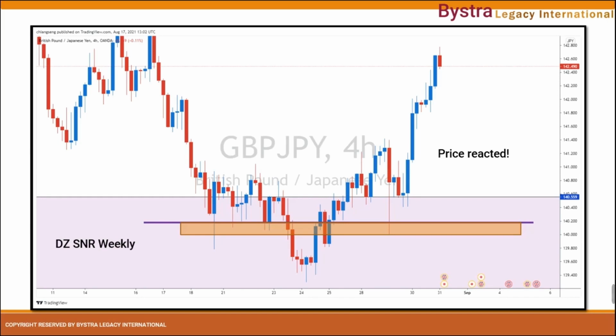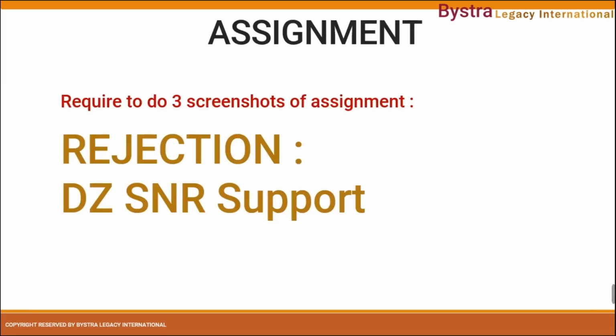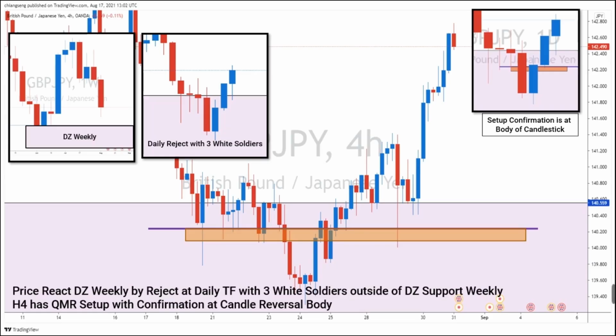So now, guys, I already showed you one by one, step by step, how we look into the TradingView chart. What I want you to do now is to do 3 screenshots as an assignment. The topic will be the rejection at the DZ SNR at the support level. So I'm going to show you an example of how I do my assignment for this SOP. See, I have prepared one here.